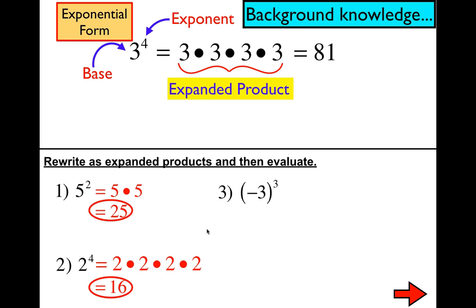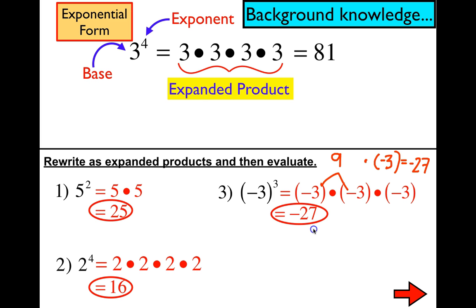For number 3, number 3 looks a little different. Here are some parentheses, and I see a negative sign. Whenever your negative sign is inside the parentheses along with the number, your base is negative. So I'm going to be repeating a negative 3 a total of 3 times. So if I were to evaluate this, I would do negative 3 times negative 3, which is 9, times another negative 3, which would give me negative 27. So once I evaluate, I would get negative 27. So again, expanded products and evaluated.